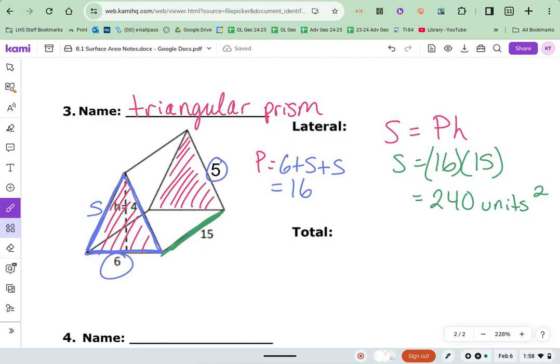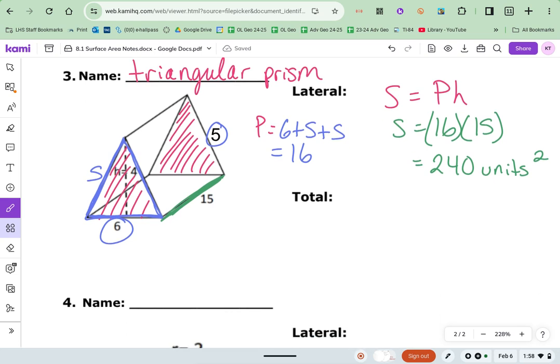So that's lateral surface area, so that's just the area of the rectangles of the shape. Now we can do total surface area, and that's going to be adding in the triangles, the bases of our shape. So total surface area is perimeter times height, which is what we just did, plus 2 bases. So we're going to be adding in those triangular bases.